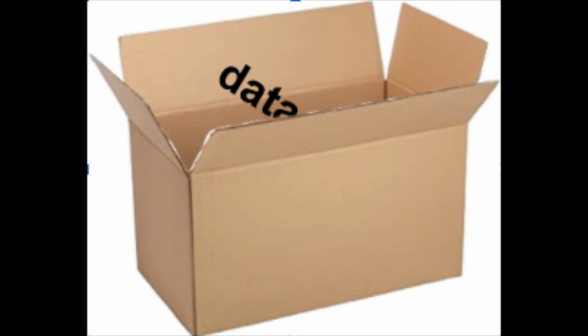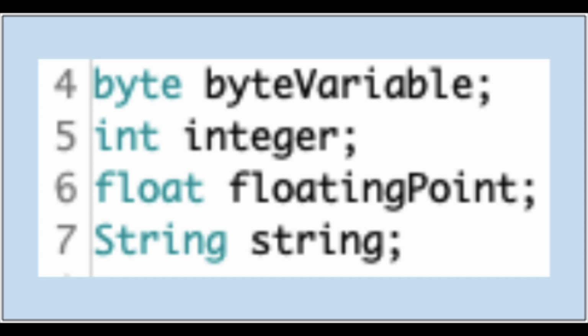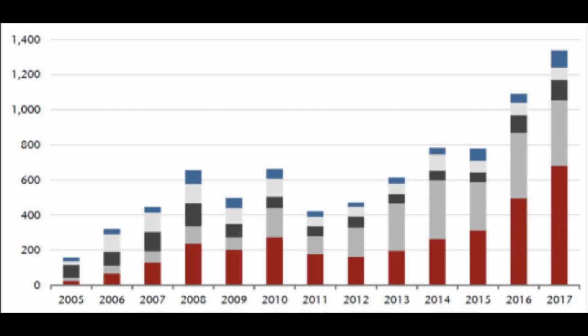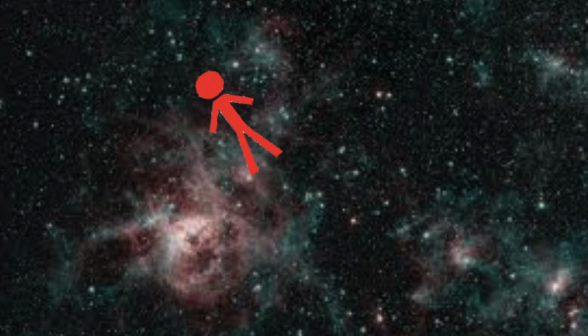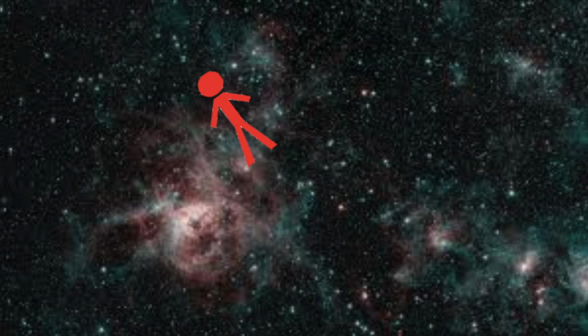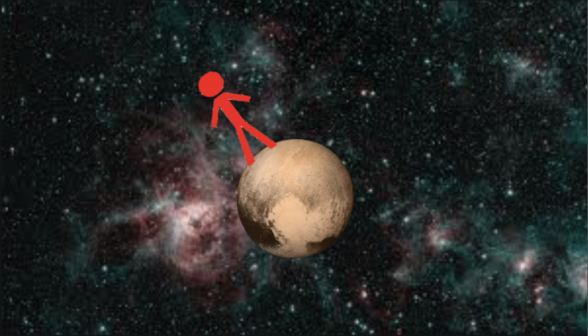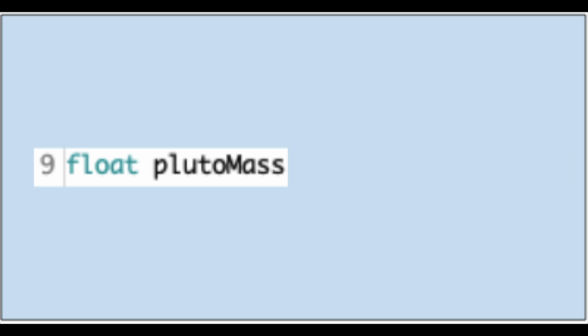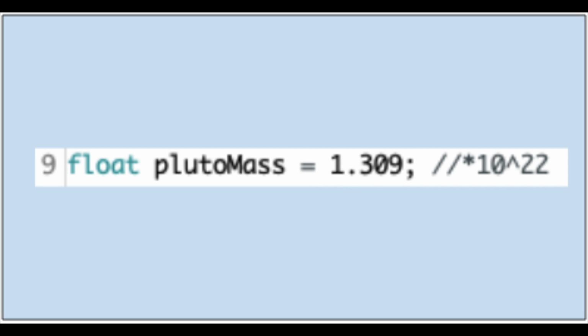So now we know that variables act as storage space for data, and we know some types of variables. Now it's time to talk about what variables are used for. The first thing we can use variables for is to give your program access to data it might need. For example, say that your program will tell people how much they weigh on different planets. To do this, it will need to know the mass of different planets. For example, Pluto. Since the program can't search up mass on its own, we can create a variable named Pluto mass and set it equal to the mass of Pluto.